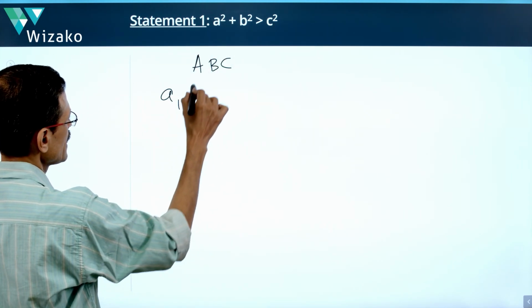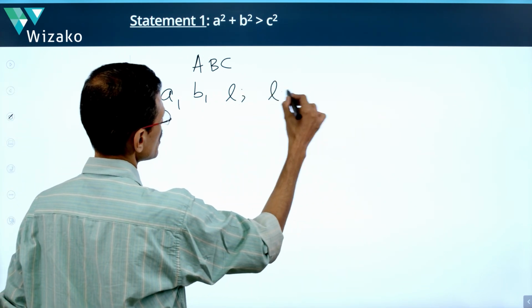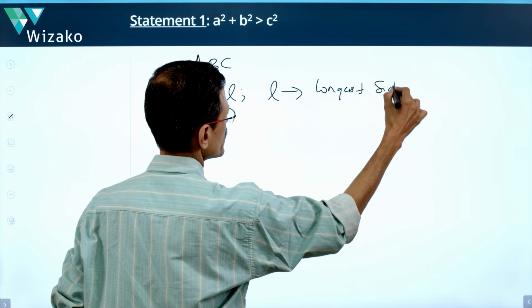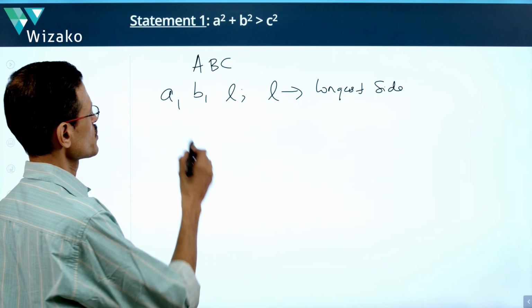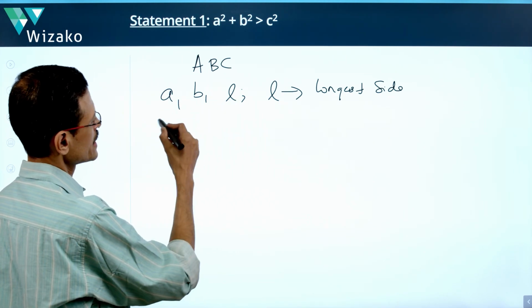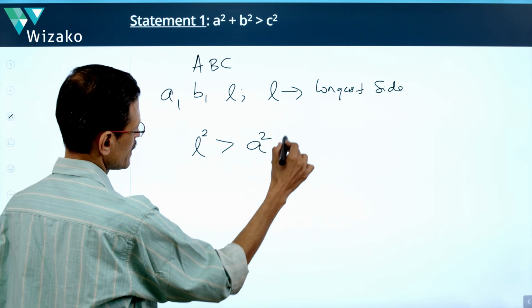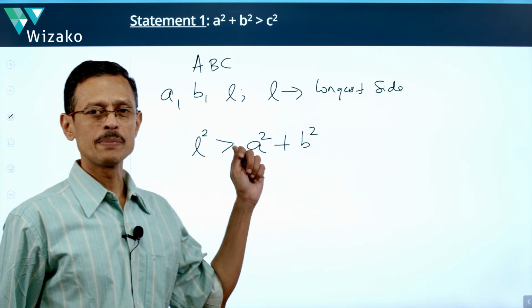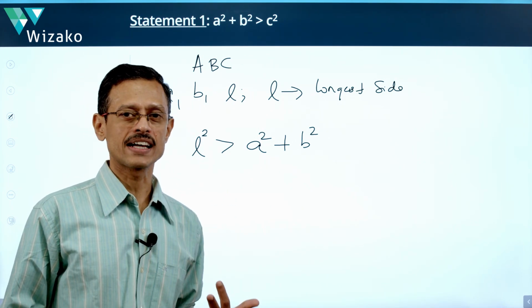We'll take it as A, B and L. L is the longest side of the triangle, right? If this is the denotation we have, these are measures of the sides. The given triangle will be an obtuse angle triangle when L square is greater than A square plus B square. Square of the longest side should be greater than the sum of the squares of the other 2 sides. The triangle will be an obtuse angle triangle.